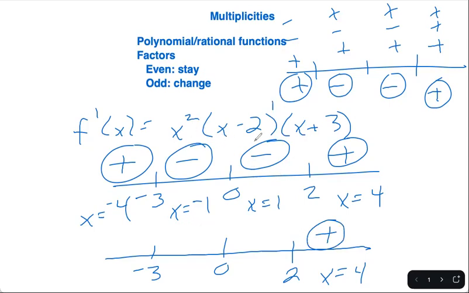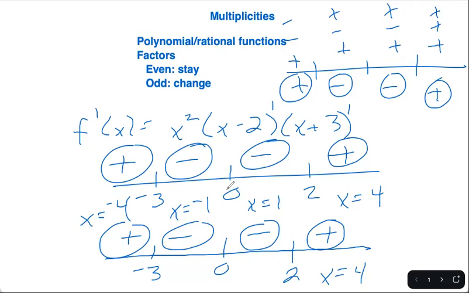x minus 2 is odd. So just like a line, I know it's going to cross the x-axis. 0 is even. Like a parabola, it's going to just bounce and stay on the same side. So if it's negative, it stays negative. -3 is odd. It's going to cross back over. That's how you work with factors.